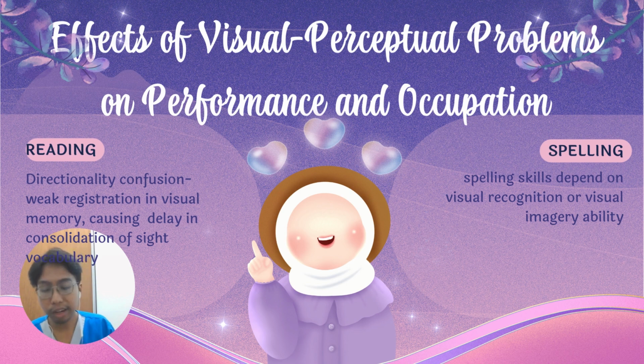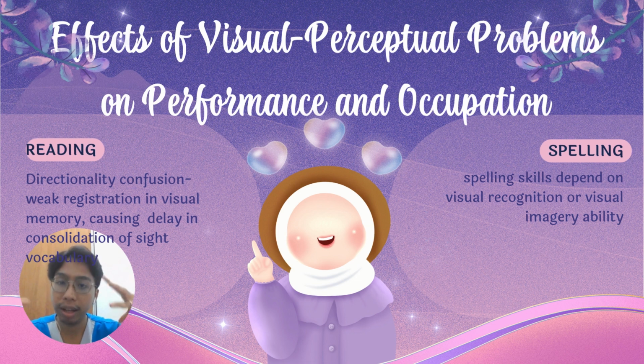How can they even know where am I reading, left to right or right to left? This is where directionality comes in. They become confused in terms of directionality. So how can they even read a book or just read one sentence if they don't even know which direction to go, left to right or right to left?